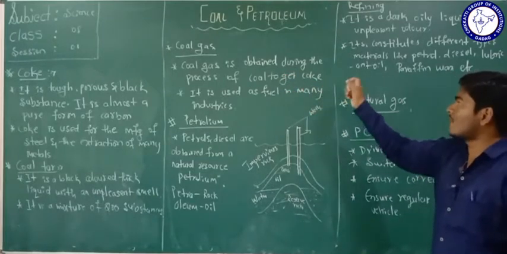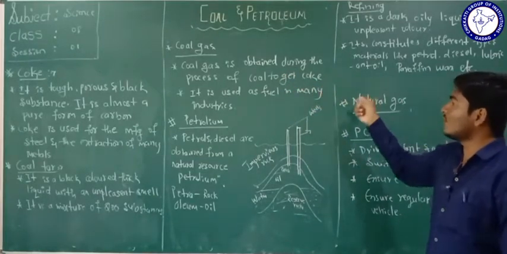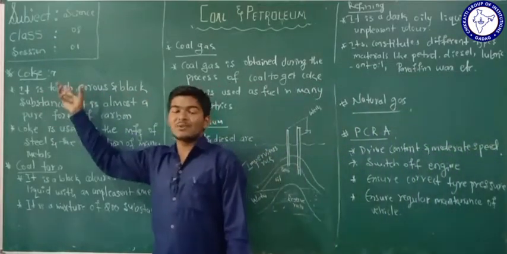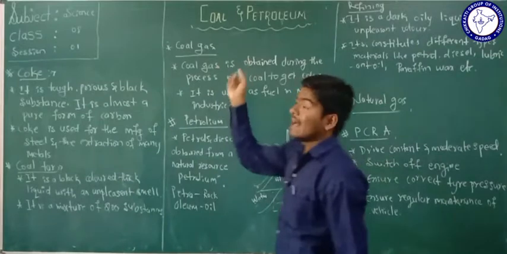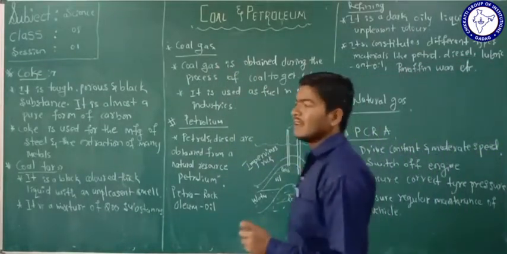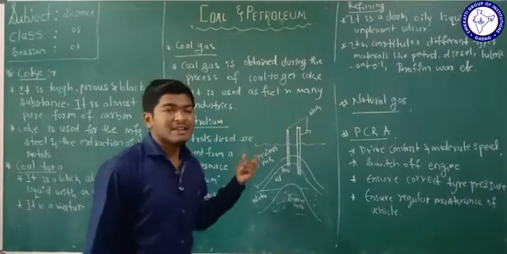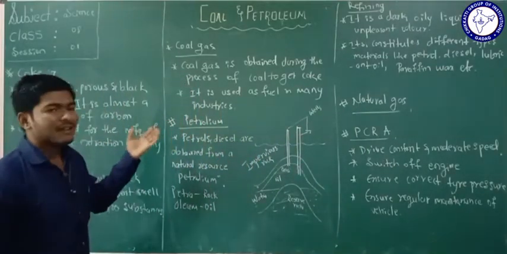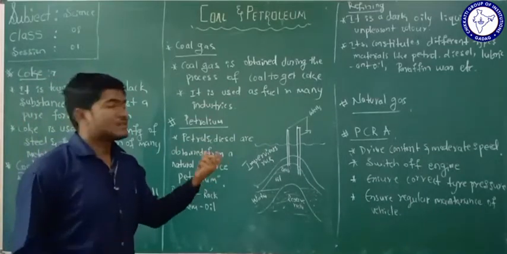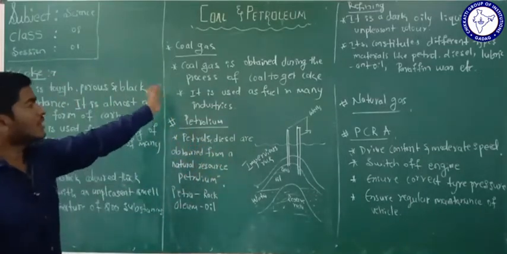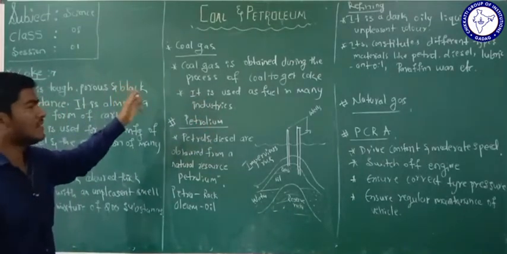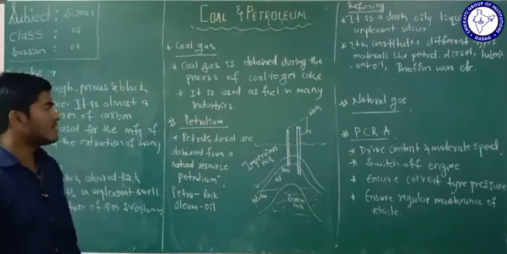Coal gas is obtained during the process of making coke from coal. When we make the coke from the coal, in that process we get the coal gas. It is used as a fuel in many industries. It has the character of burning, so therefore it is used in industry as a fuel.